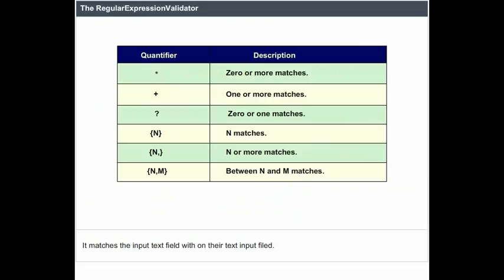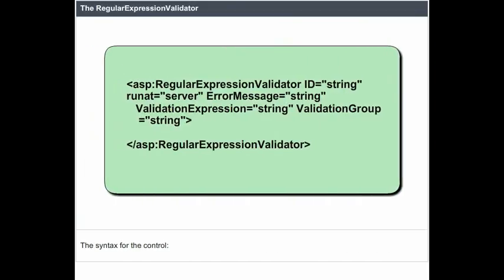Quantifier. Description. Asterisk: 0 or more matches. Plus: 1 or more matches. Question mark: 0 or 1 matches. {n} within braces: n matches. {n,} within braces: n or more matches. {n,m} within braces: between n and m matches. The syntax for the control.